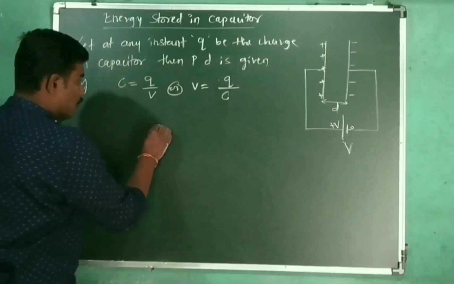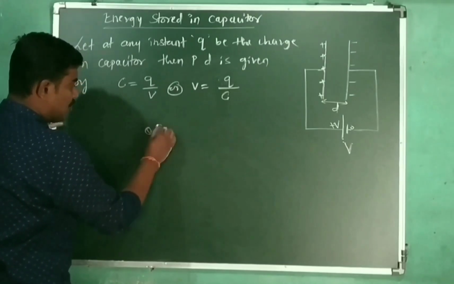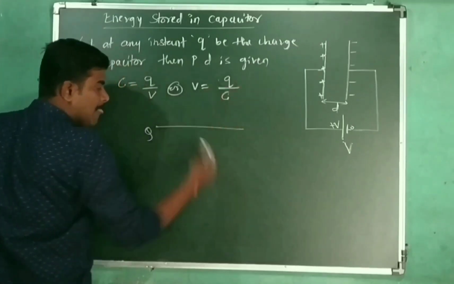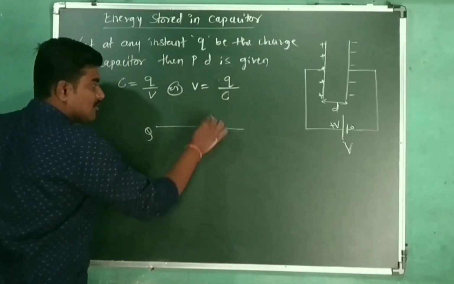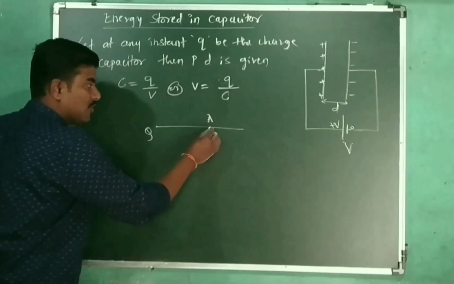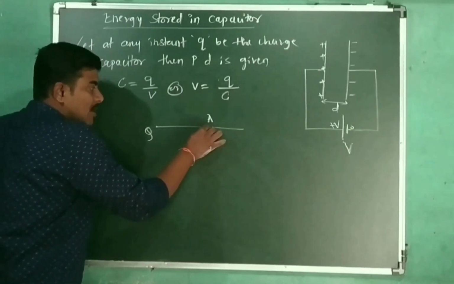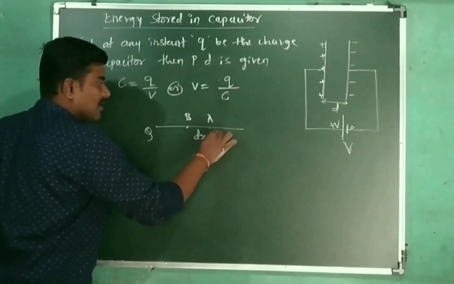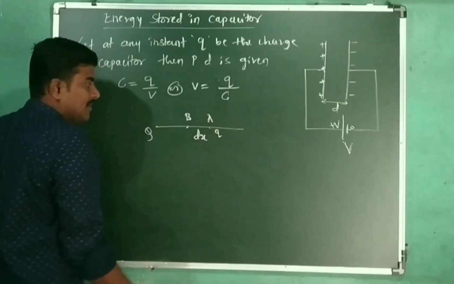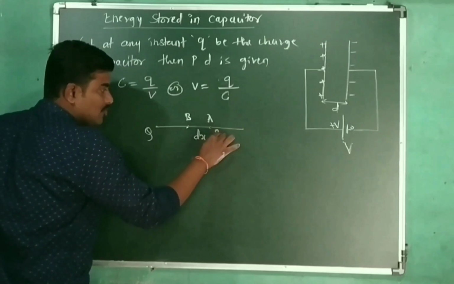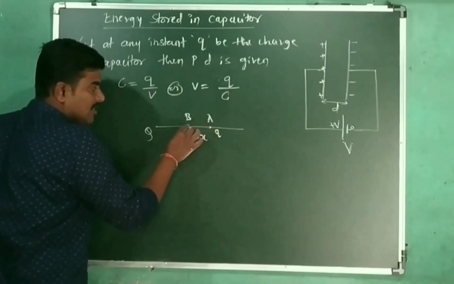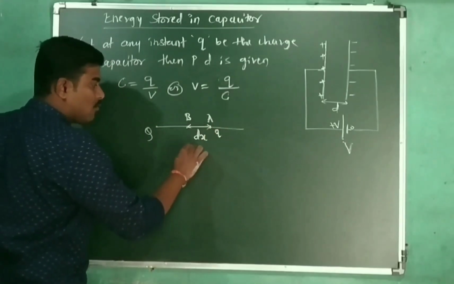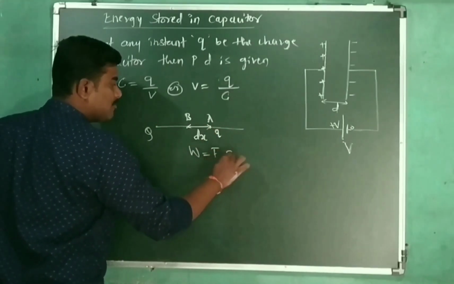I have already told you, consider this as a charge q. What you do is, you take a charge from infinity and you place it at this location. Say this location is A. From location A to location B, if you displace a small charge q through a distance of dx, you are supposed to do work, and that work done is equal to force into displacement.